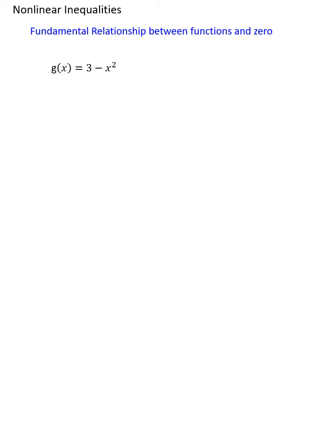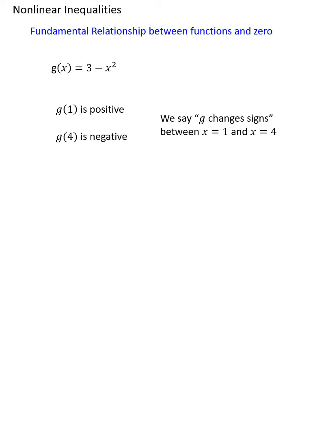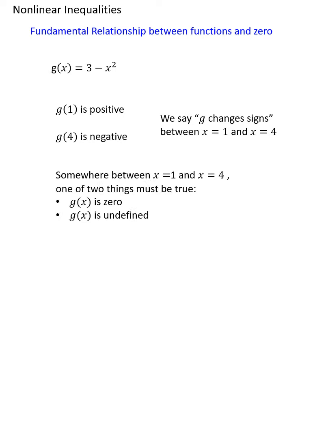Here's another function. It turns out that g of 1 is positive and g of 4 is negative. Please pause the video and convince yourself of both of these facts. So if the function went from positive to negative, we say it changed signs between x equals 1 and x equals 4. Well, again, general theory of functions tells us that if a function is going to change from positive to negative, it either needed to be 0 or undefined.